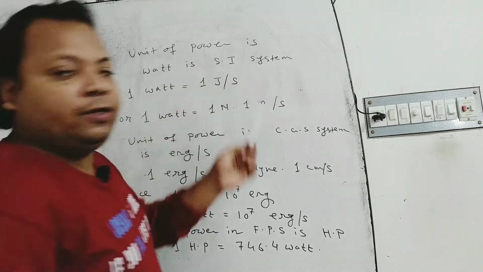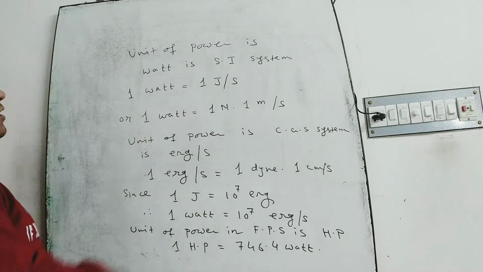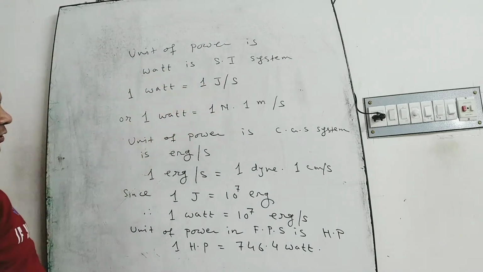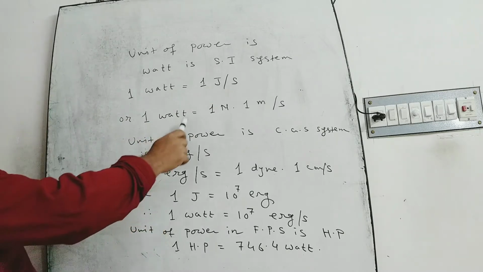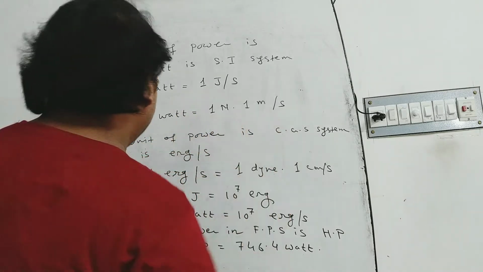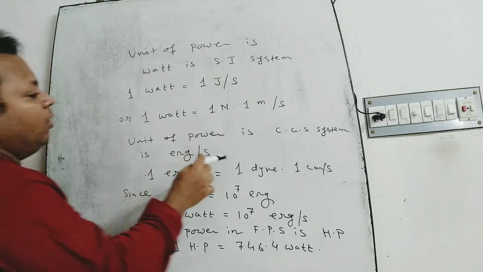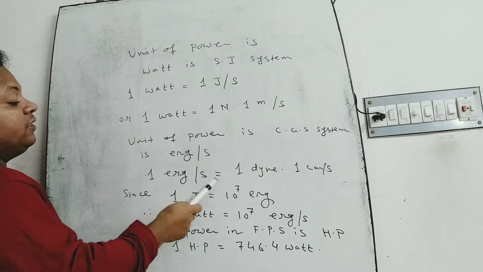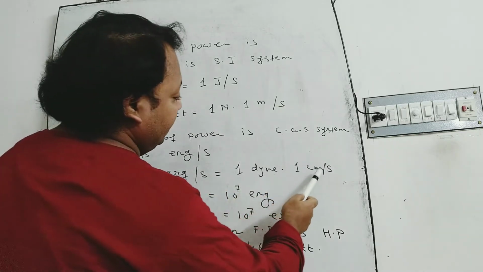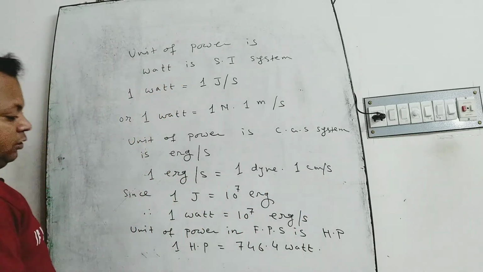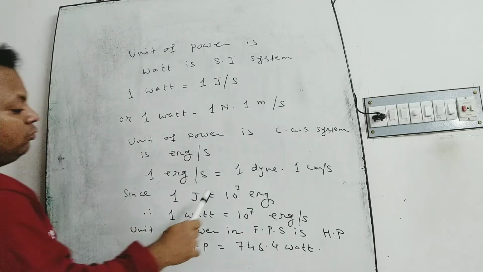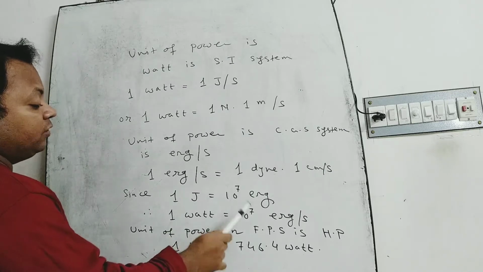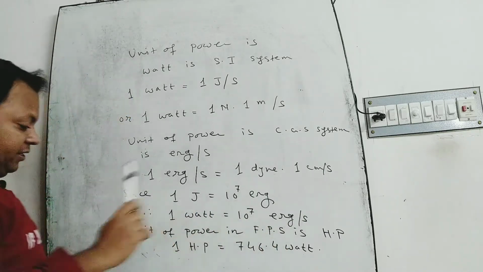Unit of power is watt in SI system. 1 watt is equal to 1 joule per second, or 1 watt is equal to 1 newton into 1 meter per second. Unit of power in CGS system is erg per second. 1 erg per second is equal to 1 dyne into 1 centimeter per second. Since 1 joule is equal to 10 to the power 7 erg, therefore 1 watt is equal to 10 to the power 7 erg per second.